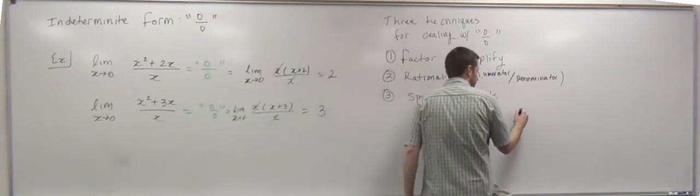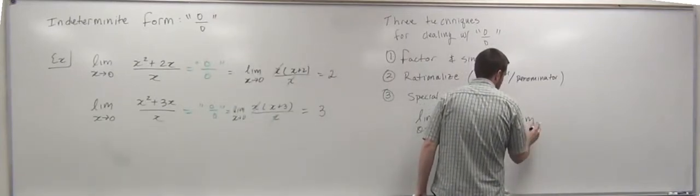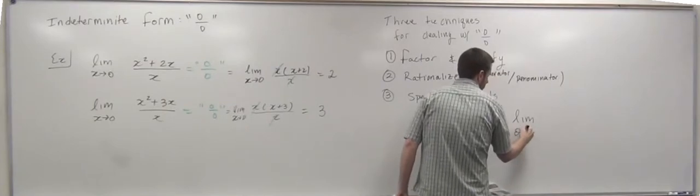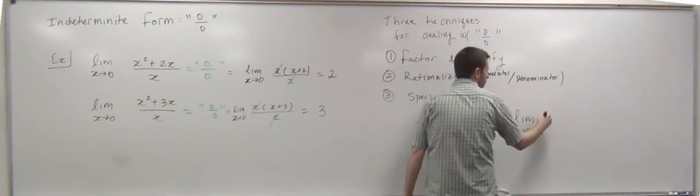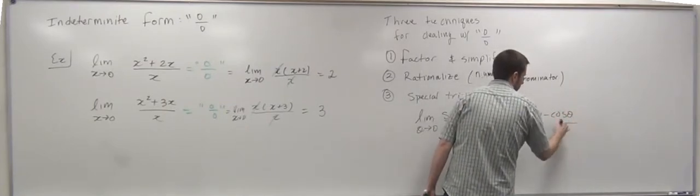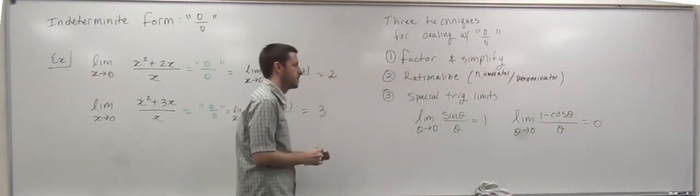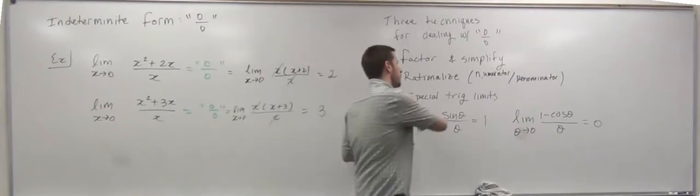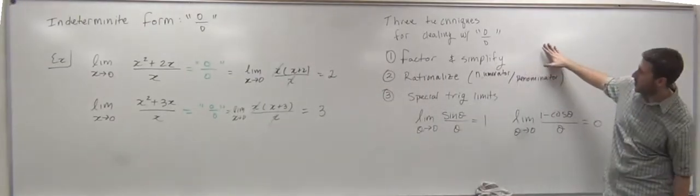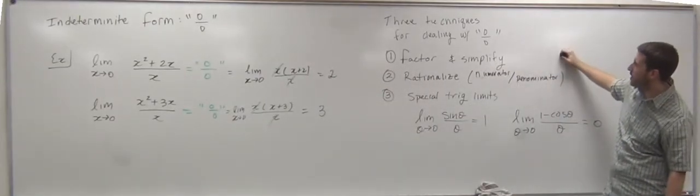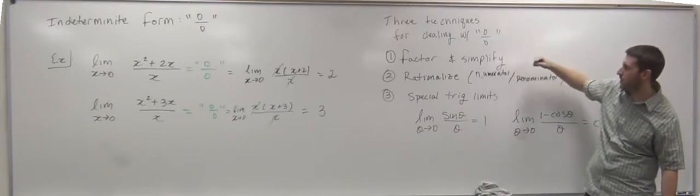And then the other one is the limit as theta goes to 0 of 1 minus cos theta over theta. So in this section, if you ever are trying to evaluate things and you end up with 0 over 0, you have to do one of these things.